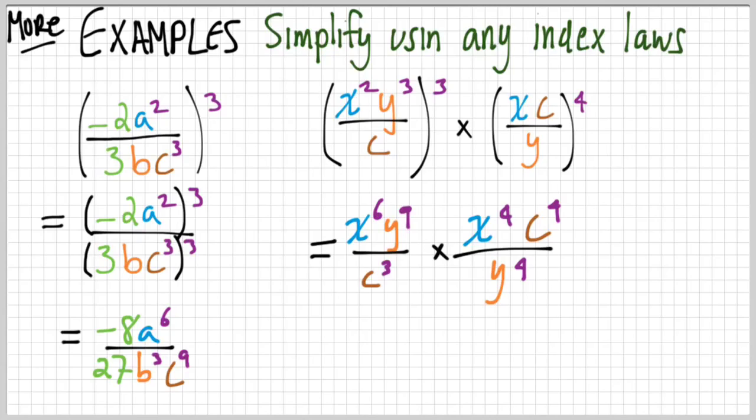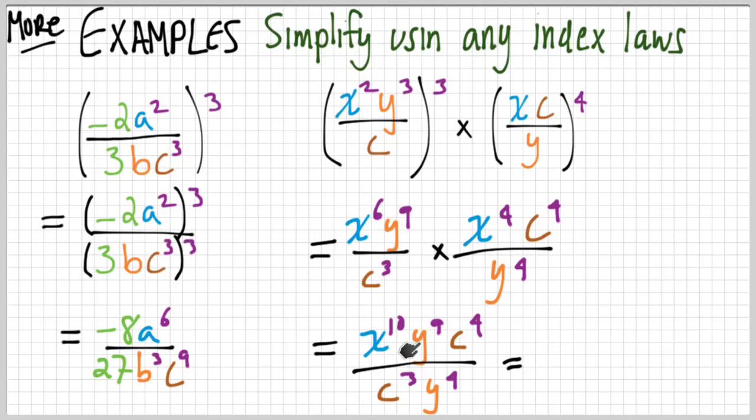Well, now we need to combine these fractions. It's just one fraction times the other. So we do the top times the top and the bottom times the bottom. So we've got x to the 6th times x to the 4th, right? These are like terms. So those combine, 6 plus 4, using index law 1, that'll be x to the 10th. Now the y to the 9th is the only thing on the top, so that just stays, and then same thing with c to the 4th, that just comes along. And then on the bottom, the c and the y are the only things on the bottom, they don't combine, so we just write them in, c cubed, y to the 4th. But we're not quite done.